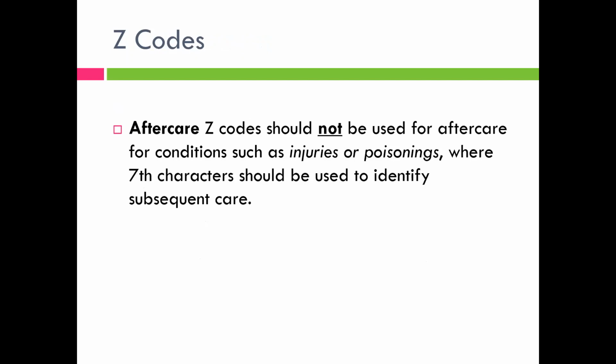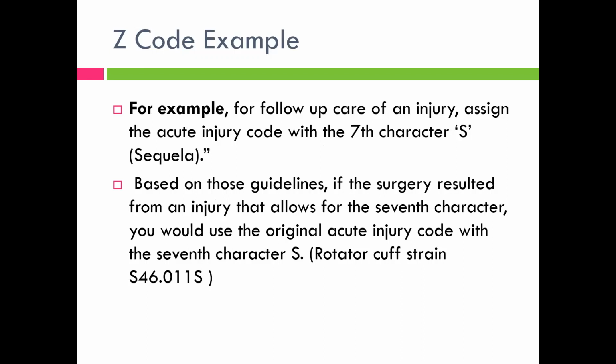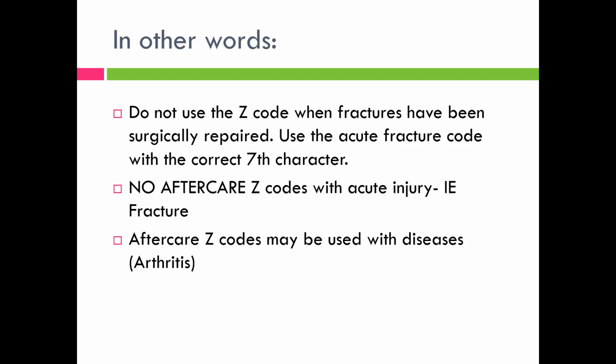Moving on to aftercare or Z codes. Aftercare codes should not be used for aftercare of a condition such as injuries or poisonings, where 7th characters should be used to identify subsequent care. For example, if follow-up care is needed for an injury, it would be appropriate to assign S as the 7th character to represent sequelae. So based on those guidelines, if a surgery resulted from an injury, the original acute injury code would be used with the 7th character of S. In other words, we wouldn't use the Z code when a fracture has been surgically repaired. Instead, the acute fracture code would be used with the appropriate 7th character. It is important to note that Z codes may still be used with diseases like arthritis.